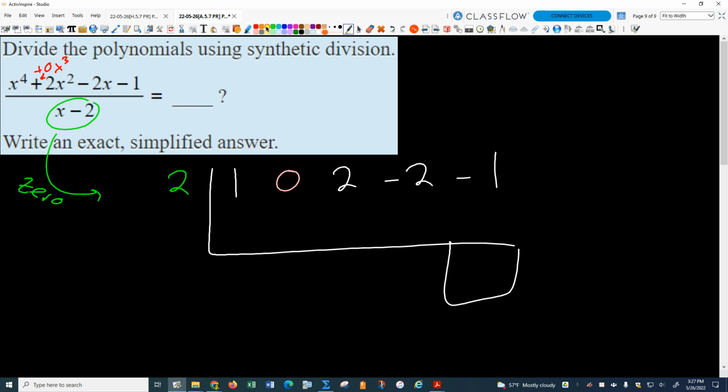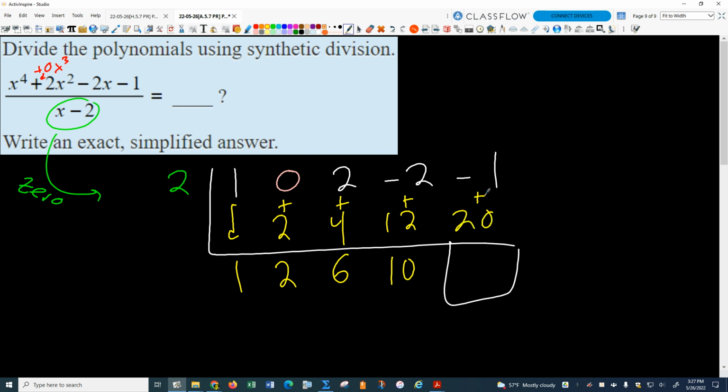So now we start the ball rolling. Maddie, what do I do here to get this thing going? I drop the 1. Anytime a number appears below, Jordan, what do I do? You multiply, and then you add. Good. So I get a 2. I multiply, and then I add. I multiply, and then I add. I multiply, and then I add. And that's the remainder box. So that's my remainder. Look how quick that is.